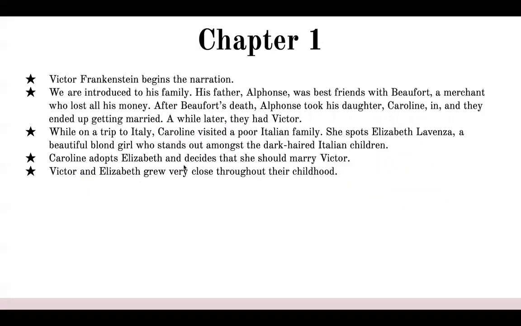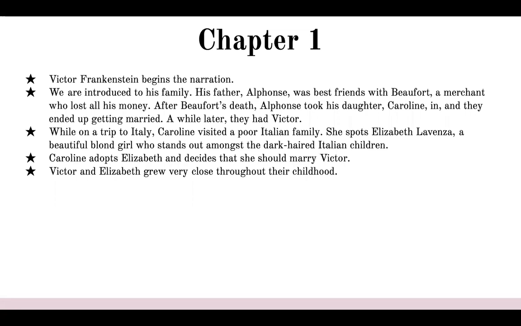Now, chapter 1. Firstly, Victor Frankenstein begins with the narration, and we are introduced to his family. Firstly, his father Alphonse, who is best friends with a merchant named Beaufort. Beaufort becomes broke, and later Beaufort passes away, and he leaves his daughter Caroline. Caroline is taken in by Alphonse, and then Alphonse and Caroline end up getting married, and later they had Victor Frankenstein.